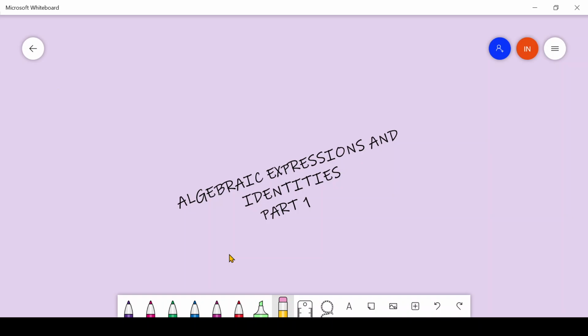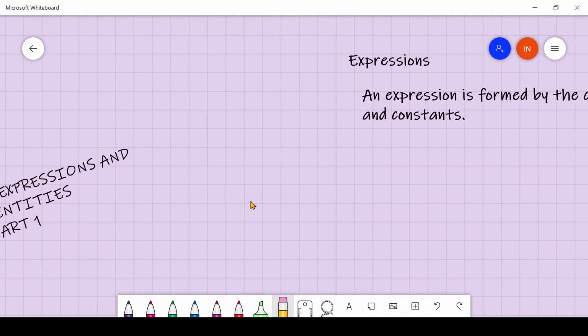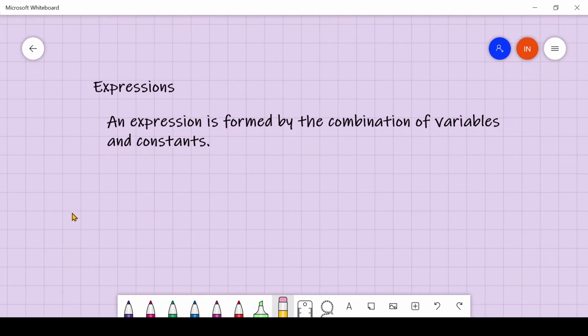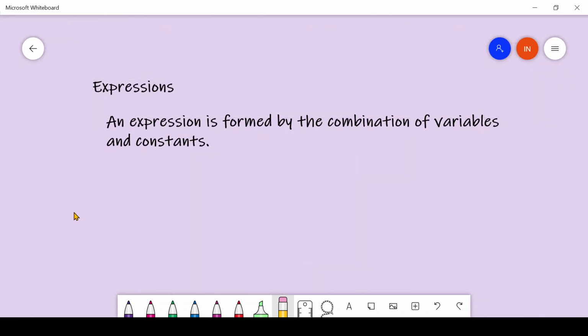Today we are going to discuss algebraic expressions and identities. You have learned about this in grade 7 clearly. Let us have a recap on that. So what is an expression first? Let's see. An expression is formed by the combination of variables and constants.